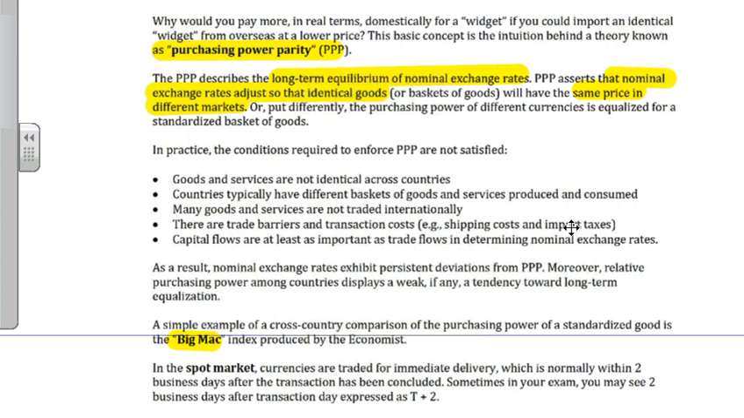Why doesn't the PPP hold? In other words, why can't you always forecast the exact exchange rate using the PPP? Goods and services are not identical across countries. There are different baskets of goods and services produced and consumed. Often goods and services are not traded internationally. Trade barriers and transaction costs, import taxes, things like that may impact as well. And cash flows are at least as important as trade flows when you determine nominal exchange rates.